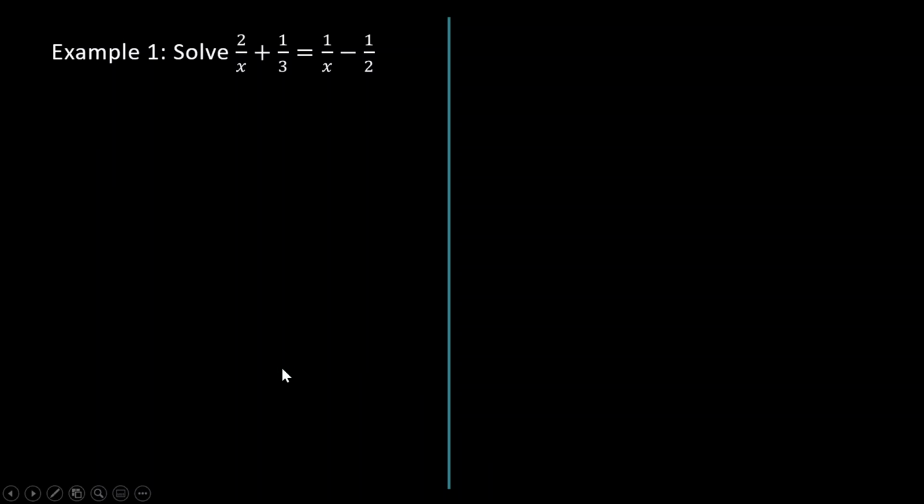Our first example here is 2 over x plus 1/3 equals 1 over x minus a half. So the first step in these is to try to clear the fraction. This is rational because there is a variable in the denominator. So the first thing I want to do is get that variable out of the denominator. And we do that by finding the least common denominator.